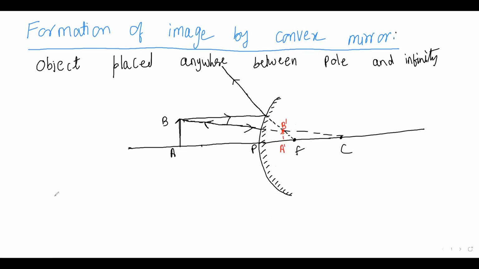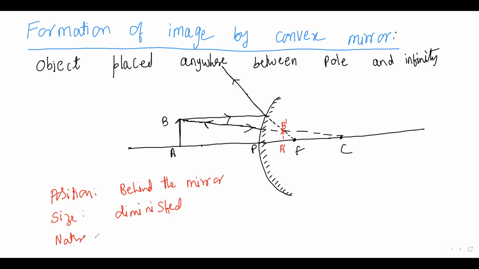यहां पर अपन लिखेंगे, पोजीशन ऑफ इमेज: बिहाइंड द मिरर। Size of the image: diminished. Nature of image. What is the nature of image? Virtual and erect.